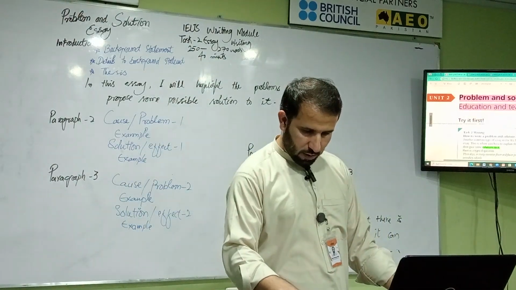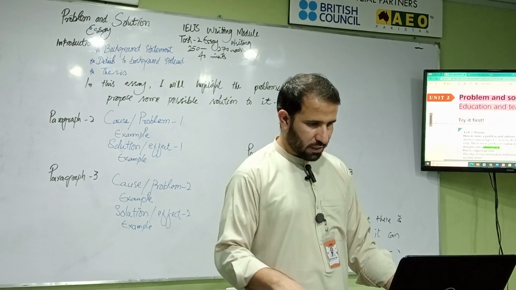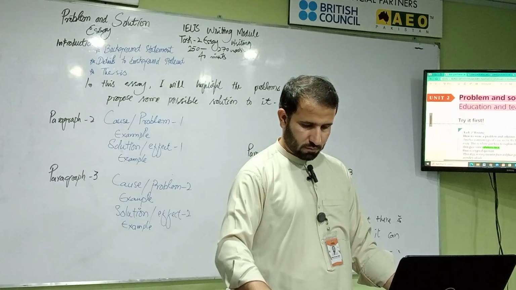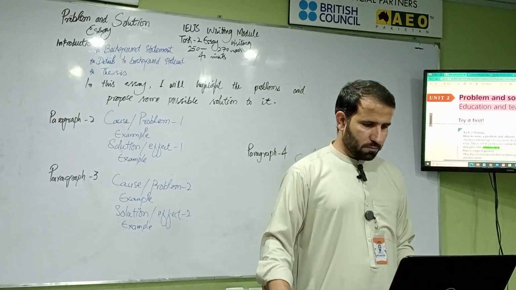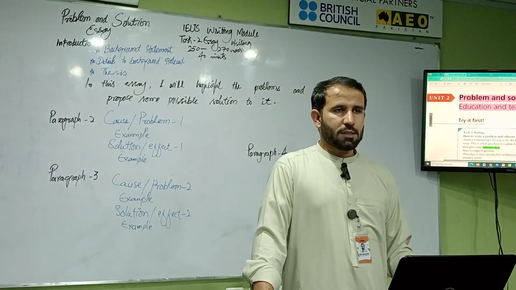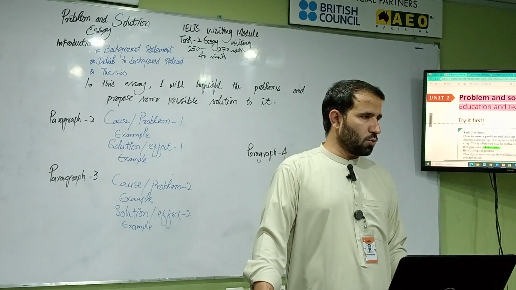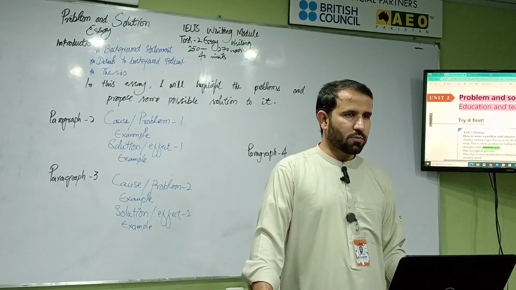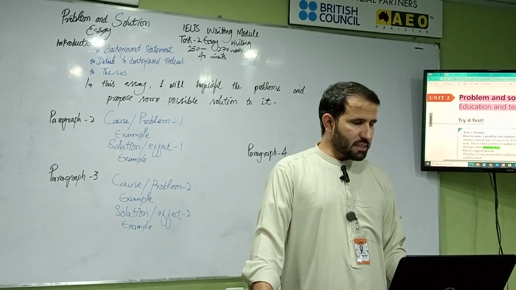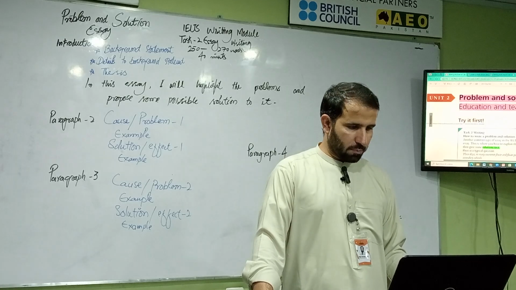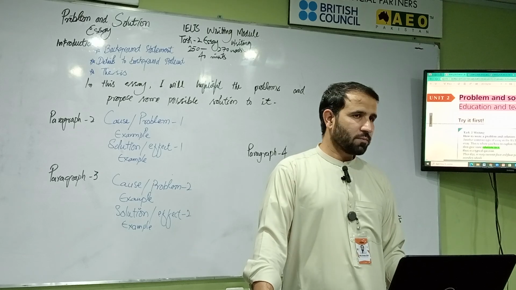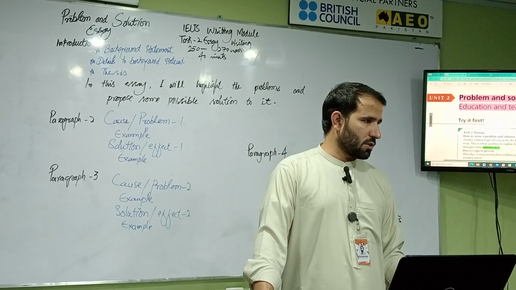Today we are going to talk about the IELTS Writing Module, Task 2, Essay Writing. In essay writing, you are supposed to write 250 to 270 words just in 4 paragraphs. Now, this essay is essay number 2, Problem and Solution. The first essay was Advantage and Disadvantage.